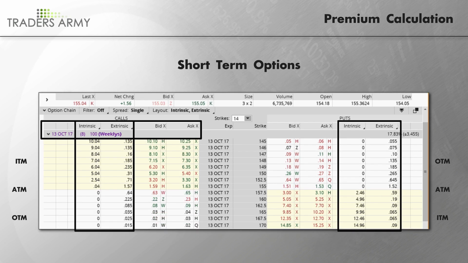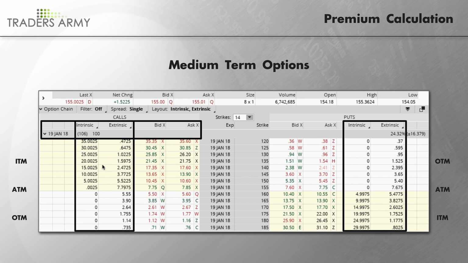Let me go back. Short-term options, $1.57 for the 155 call options, $1.52 for the 155 put options, because they expire in 8 days. Go to the medium-term options with more than 100 days, and now that instantly jumps to $7.79 extrinsic value for the calls and $7.67 for the put options. Why is there more value here? Why are these options more expensive?